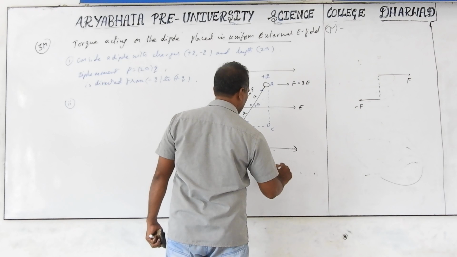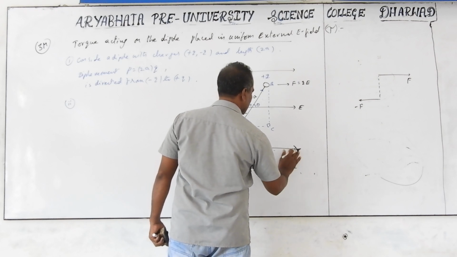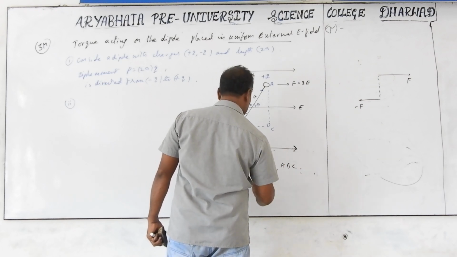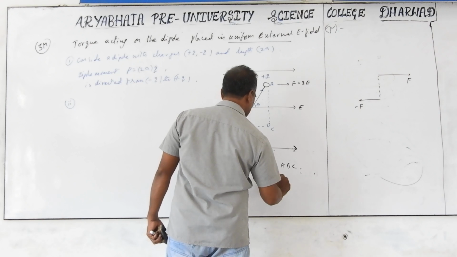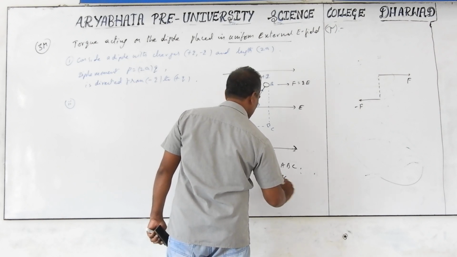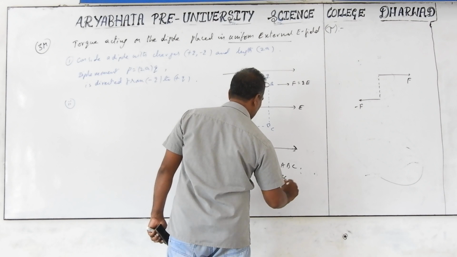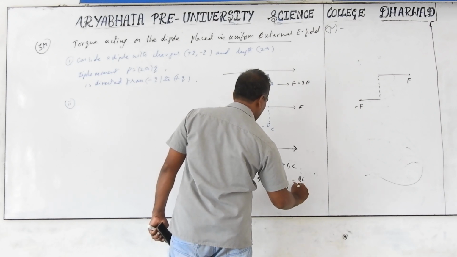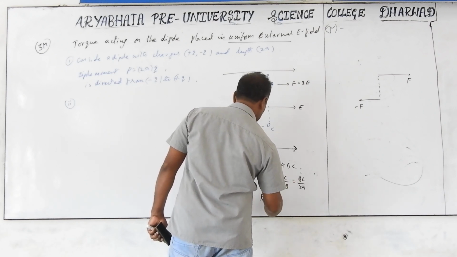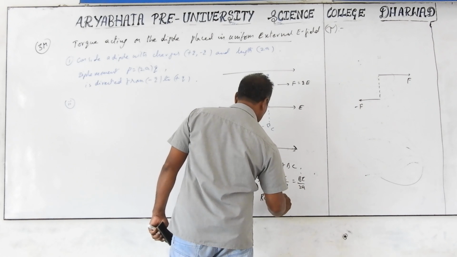From triangle ABC, sin theta is equal to BC by AB. BC by 2A. So BC is equal to 2A into sin theta.